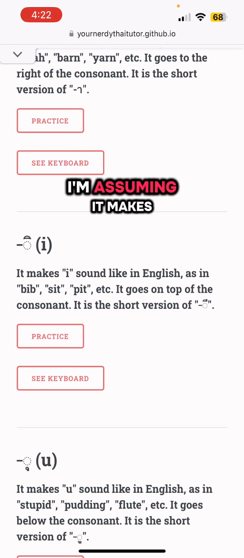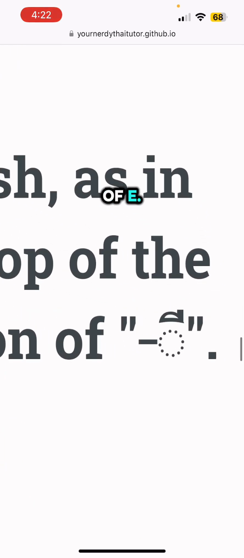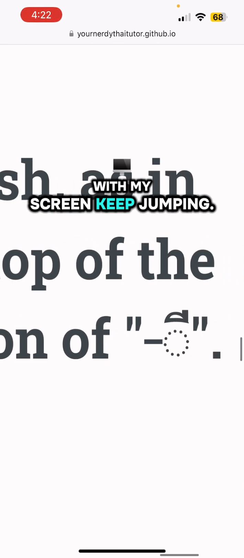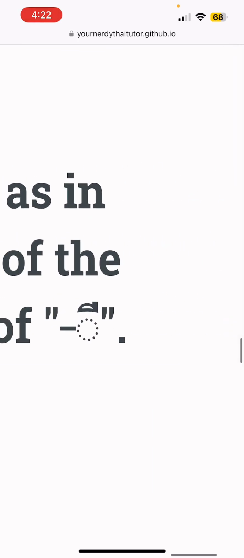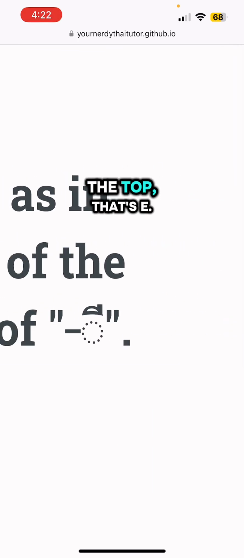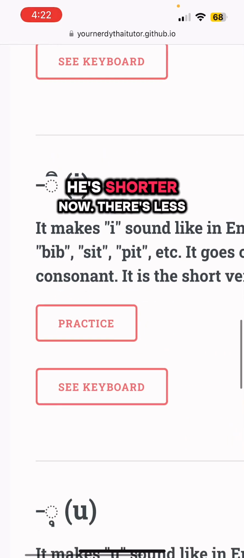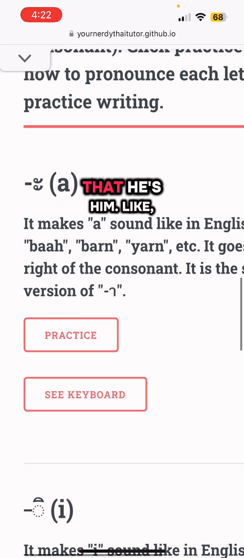Okay, and this one's e. I'm assuming. It makes the e sound like in English, as in bib, sit, pit. It goes on the top of the consonant. It is the short version of e. Okay, so this guy with the tail on the top, that's e. But if you take away his tail, he's shorter now. There's less of him, so it's e. See, that's easier to understand that he's him.